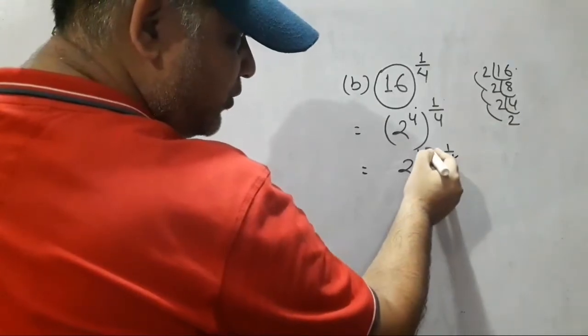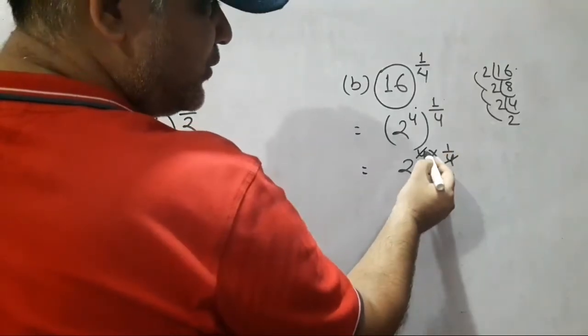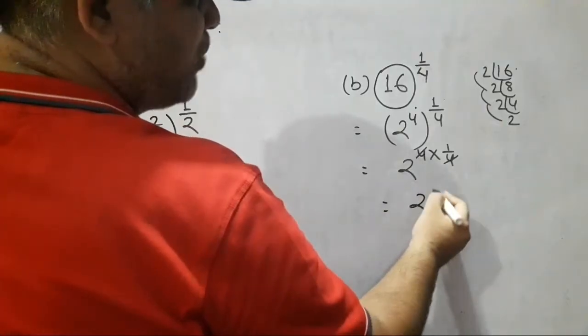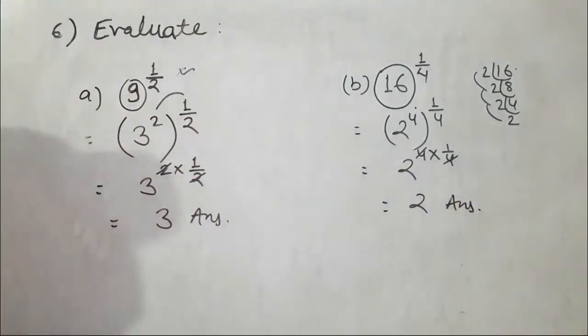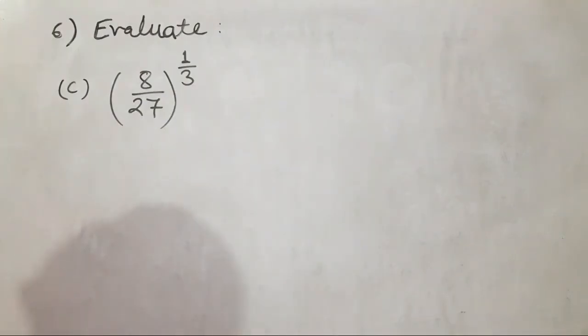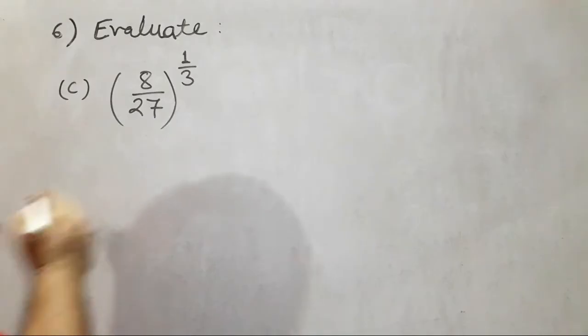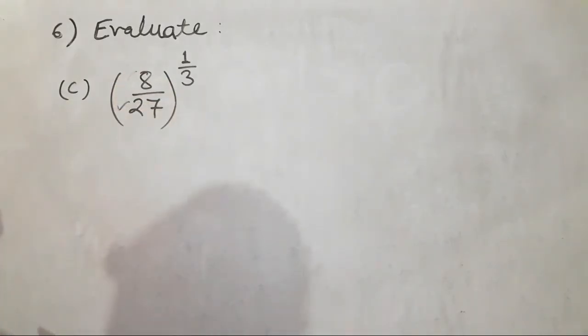This 4 and this 4 can be cancelled, since this 4 is in the denominator and this 4 is in the numerator. So we can cancel them. We will get 2 power 1, that is 2. The next question, 8 by 27 bracket power 1 by 3. Now I have to convert these two bases into the base that contains the power 3.